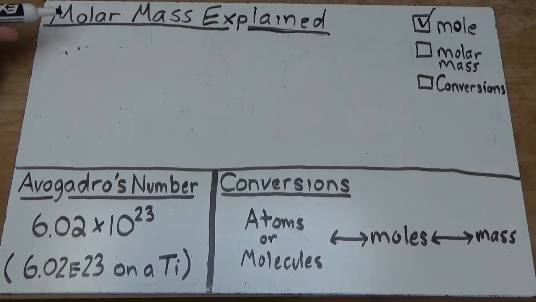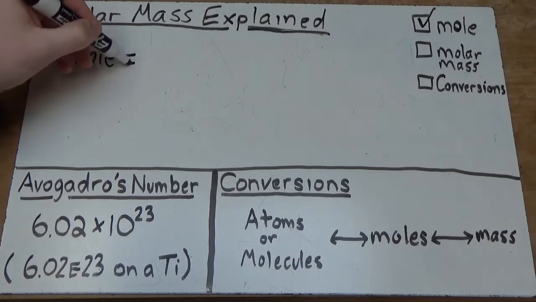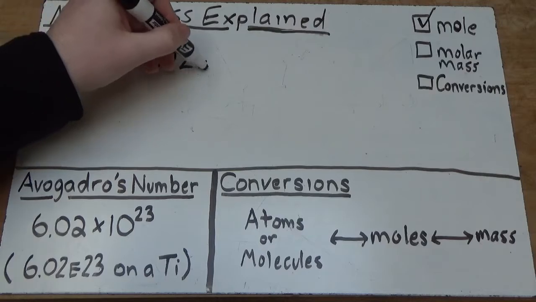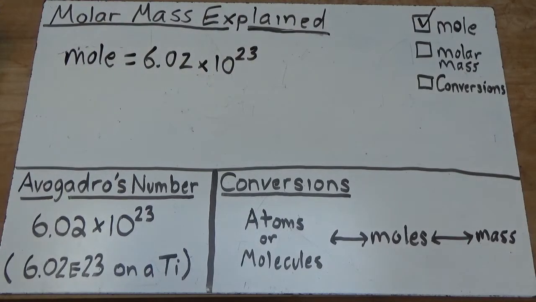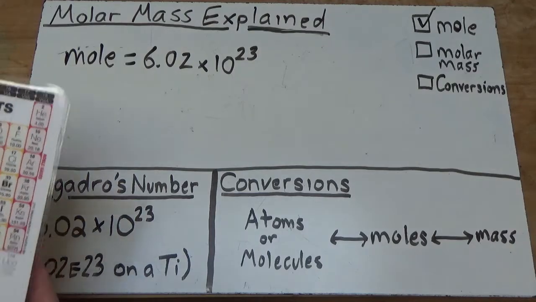Today's lesson is molar mass. In the previous video, we learned that a mole of something is simply 6.02 times 10 to the 23 of that thing. Now, in chemistry, it's very often important to know how much a mole of something weighs. So in order to do that, we're going to have to look at our periodic table.